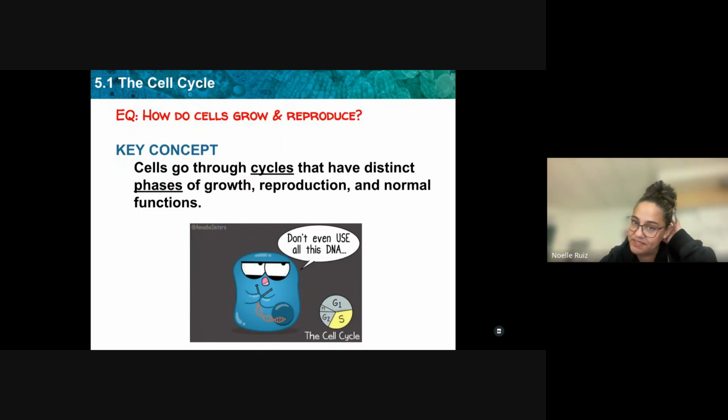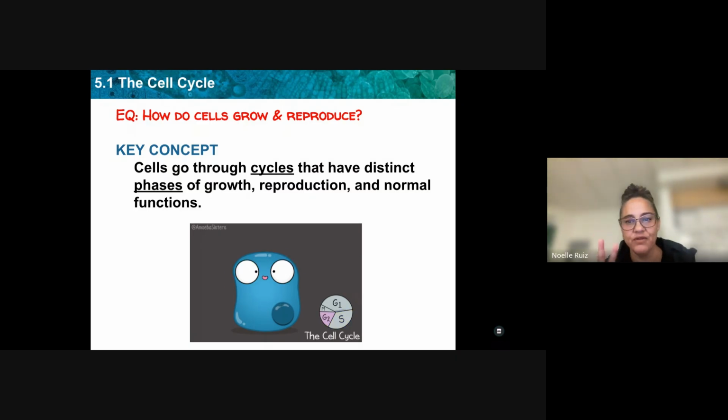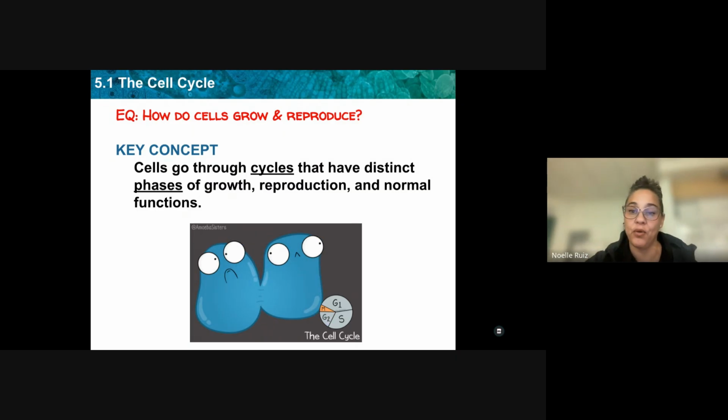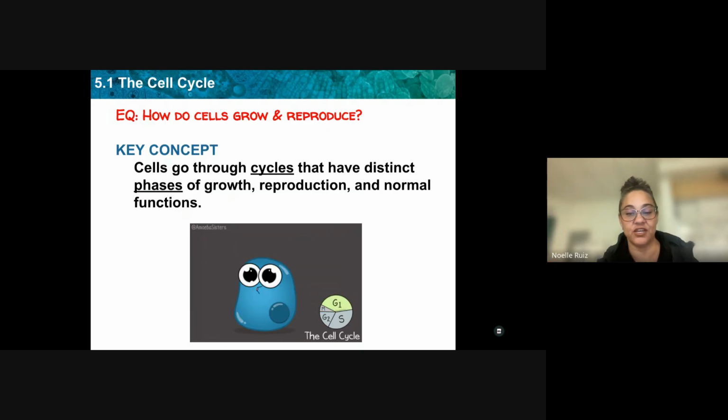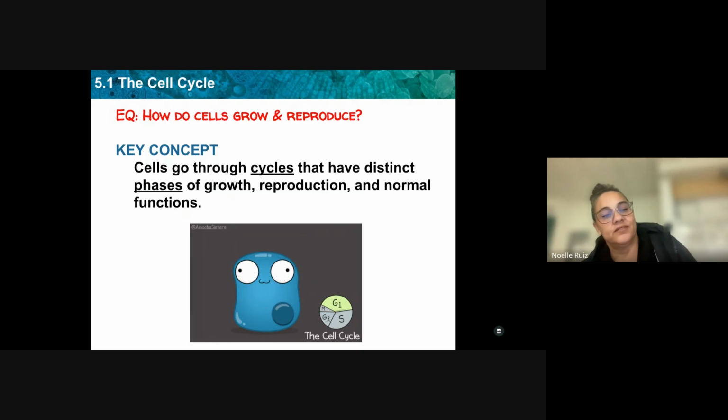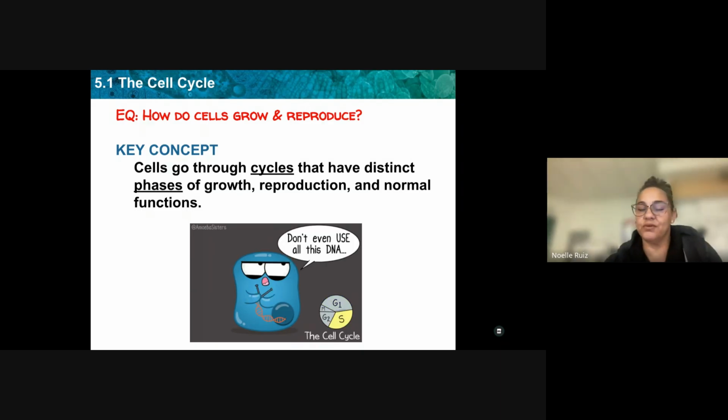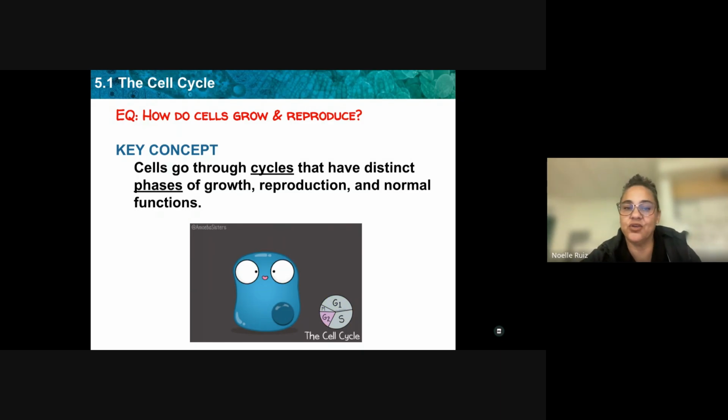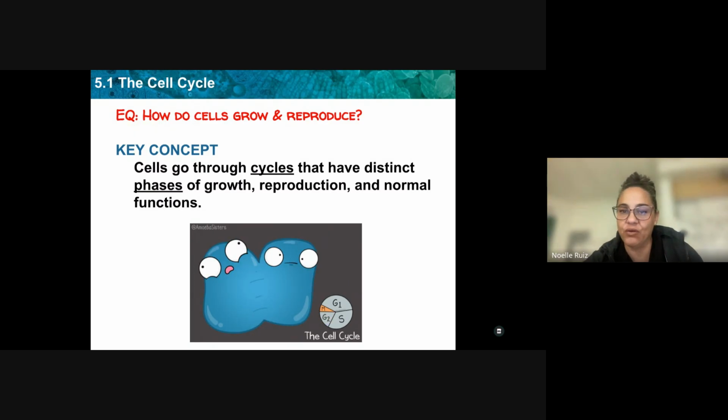So chapter 5 is all about how cells grow and reproduce. We only go over the first 2 sections of chapter 5, which is why we have enough time to go over them before the end of the semester. So we're just going to do it. So, essential question, how do cells grow and reproduce? Cells go through cycles that have distinct phases of growth, reproduction, and normal functions.